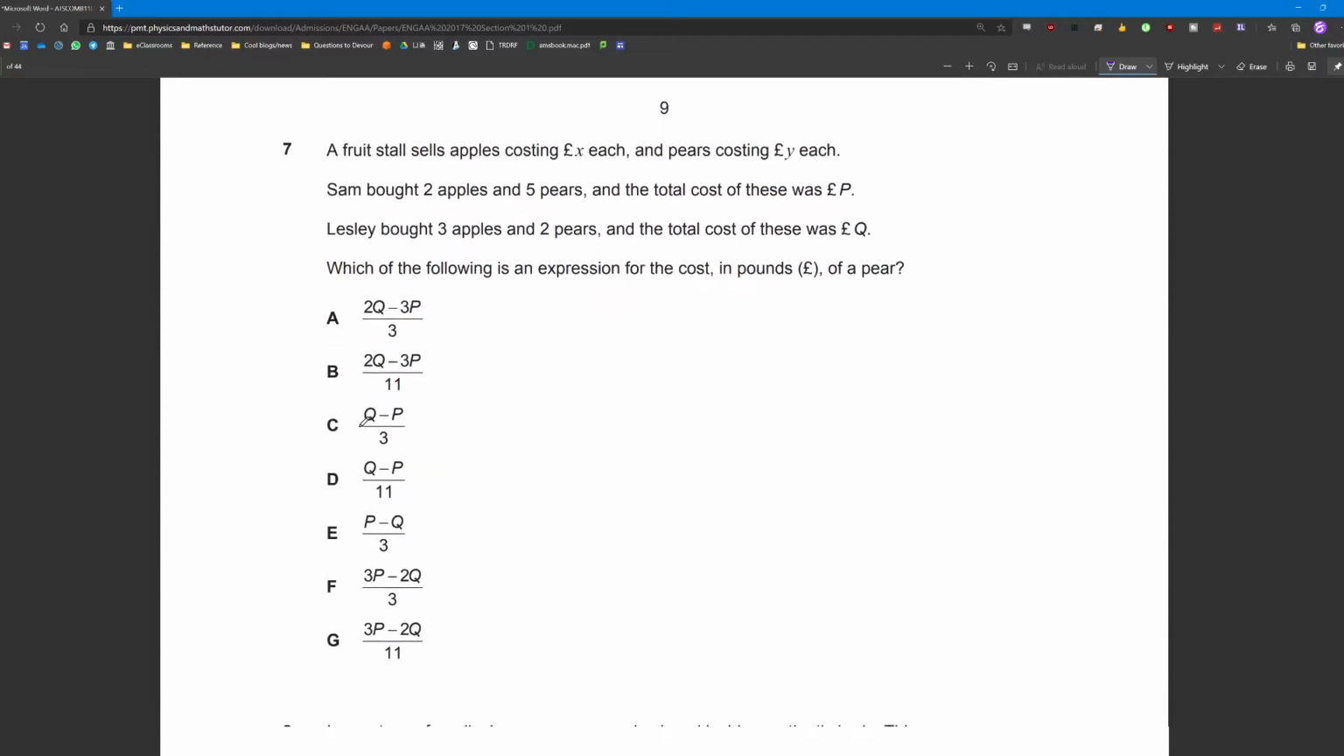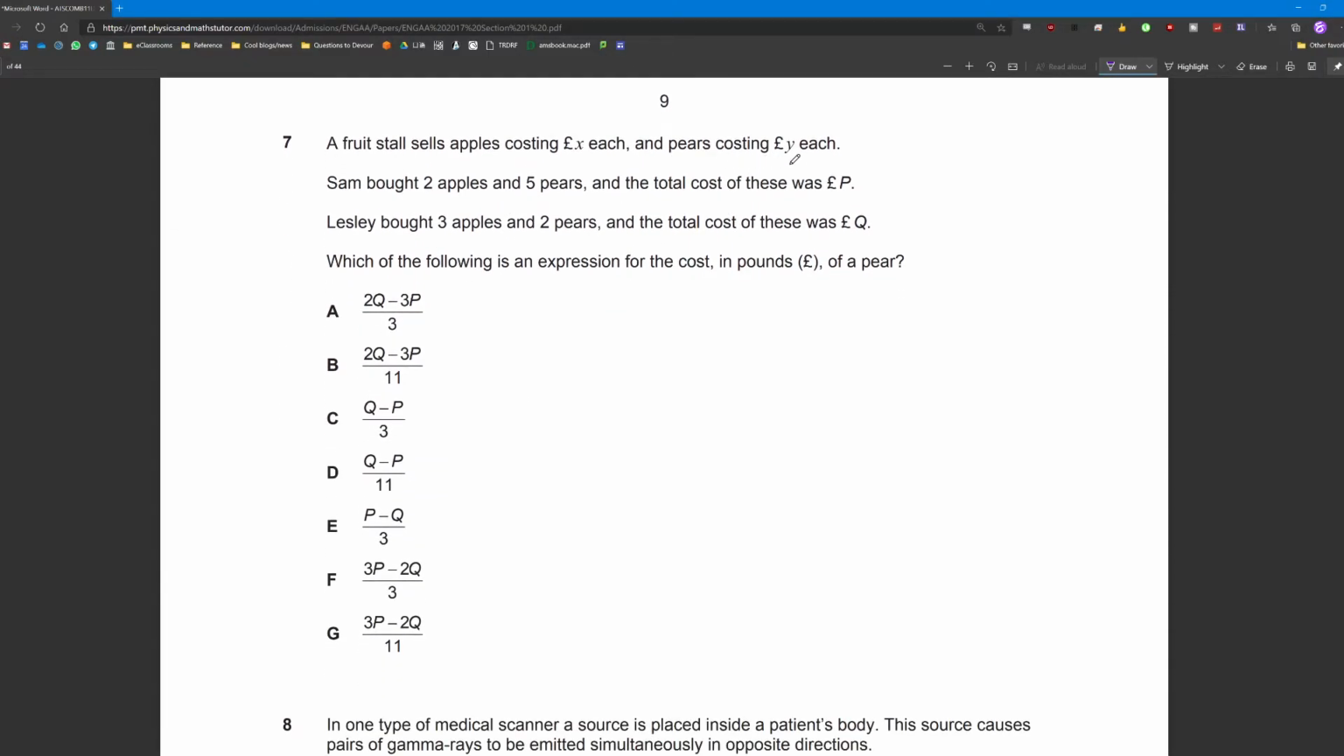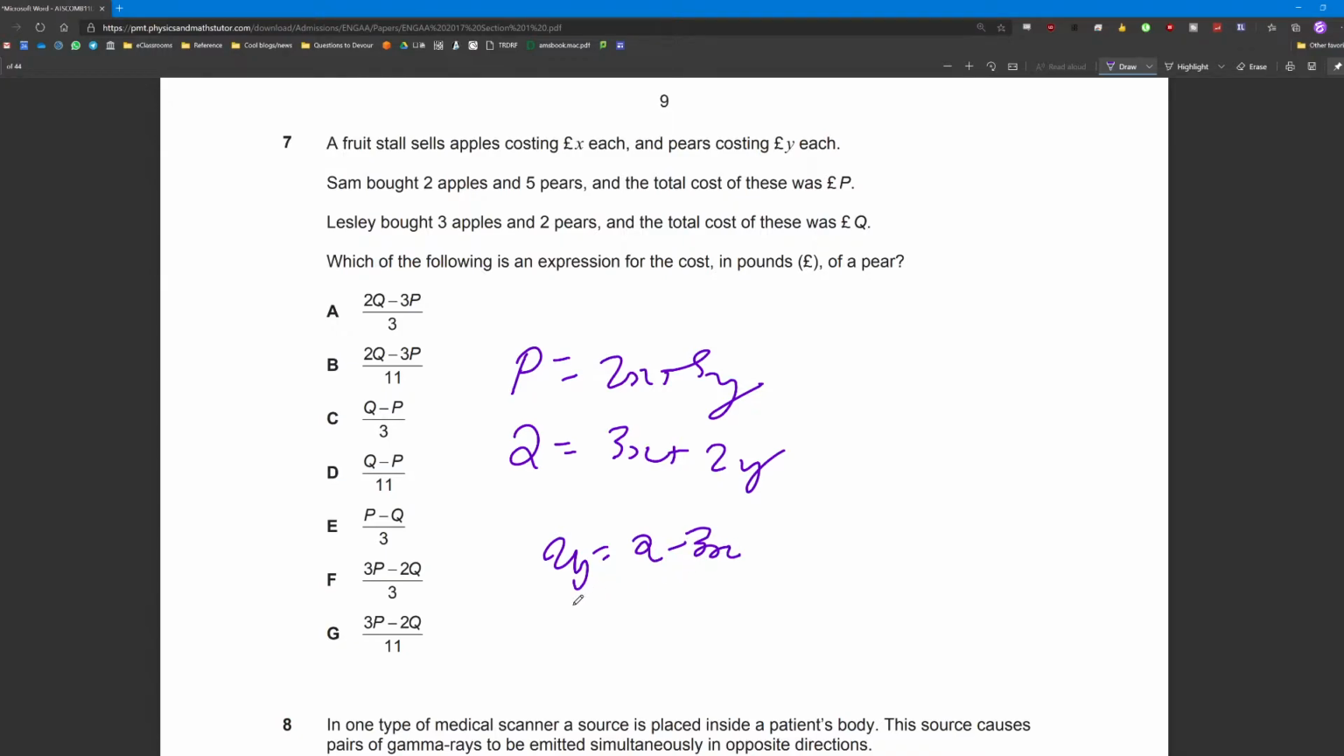Alright, so question 7. A fruit stall sells apples costing x each and pears costing y each. Sam bought 2 apples and 5 pears. Okay, so P is 2x plus 5y. Leslie bought 3 apples and 2 pears, which is Q. Q is 3x plus 2y. Which of the following is the cost of a pear? Okay, so you want y. 2y is Q minus 3x. y is Q minus 3x over 2.